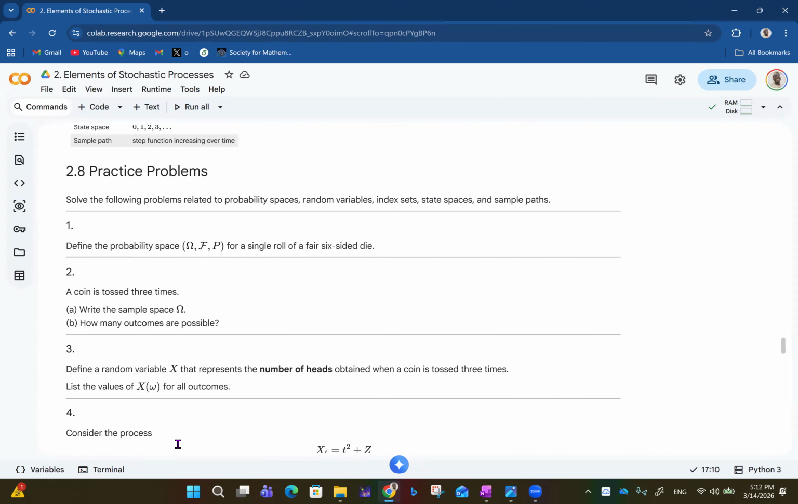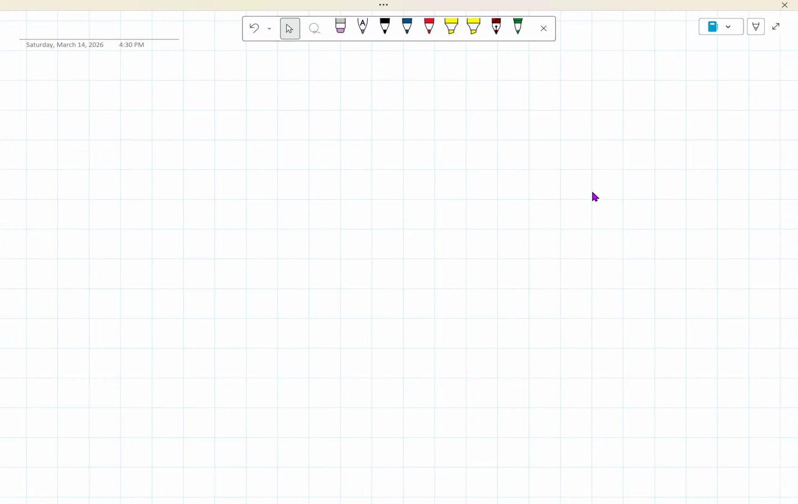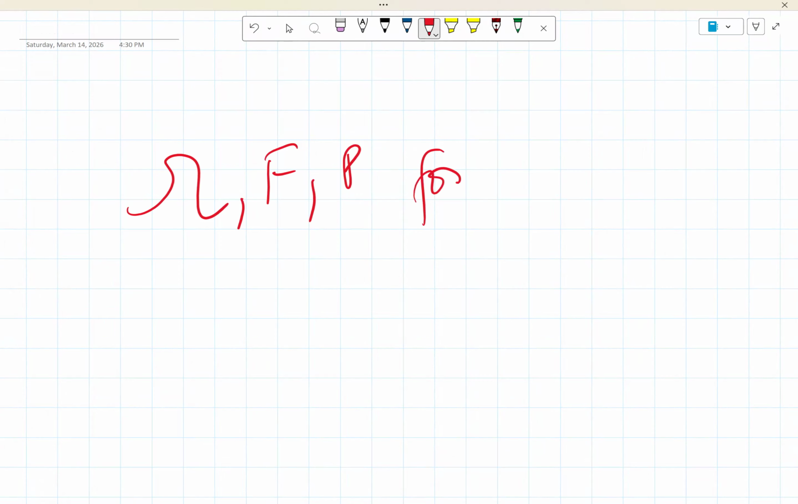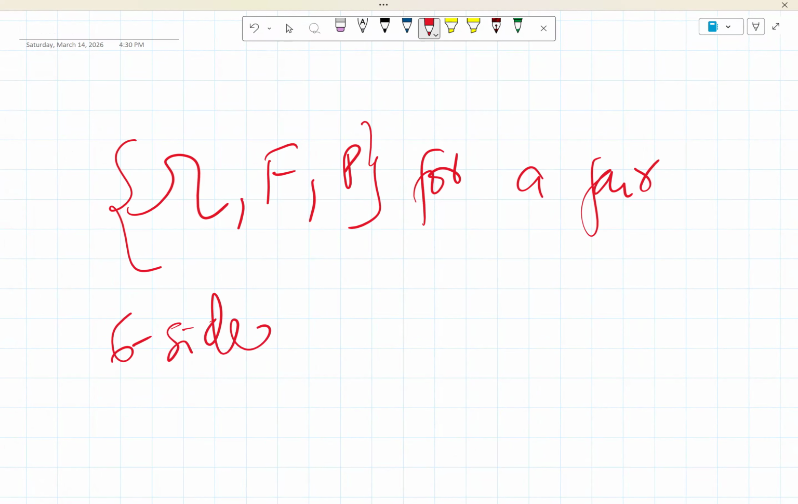I guess I want to write that out, right? So here now we have omega, F, and P for a fair six-sided die, right? So now we need to understand what each component stands for from the previous thing we had seen, right? So let's go to that and look at it.